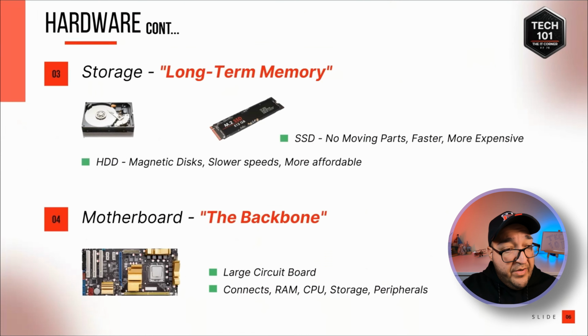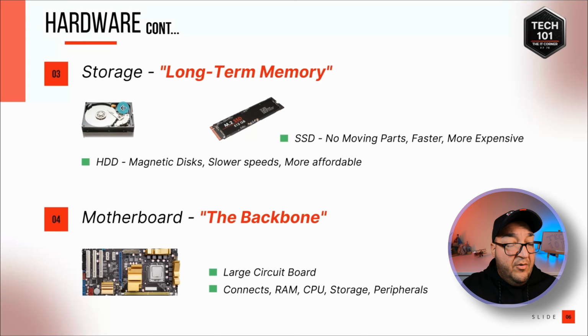So number 3, we've got storage, or long-term memory. As you see here, there are 2 types of storage devices. You've got the hard drive. It's a traditional storage with a spinning magnetic disk. It's more affordable and they have a pretty large capacity, even though nowadays the SSDs, the smaller versions, also have big or very large capacity.